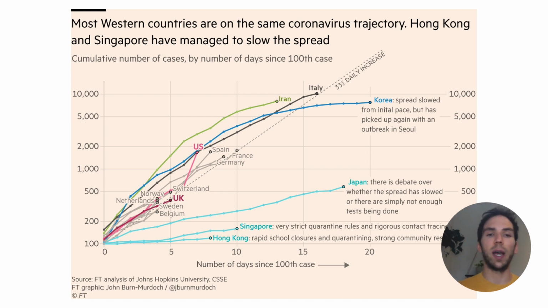If the chart simply said "cumulative number of cases by number of days since 100th case" as the title, that's a hell of a lot more technical, there's a lot more jargon, and it's going to be much less accessible to people who are not familiar with charts.